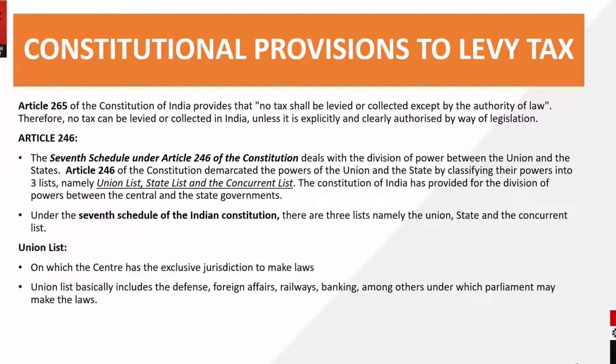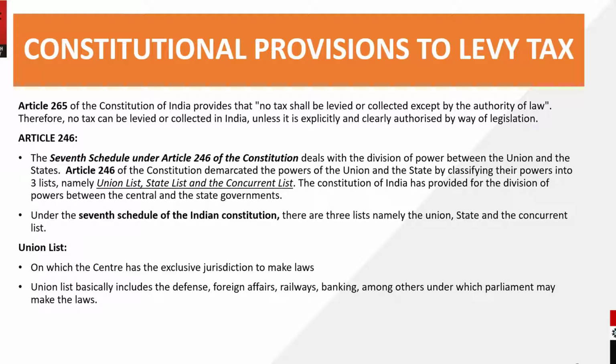The next article is Article 246. Only the Seventh Schedule of Article 246 is relevant for us as far as GST is concerned. The Seventh Schedule under Article 246 of the Constitution deals with the division of power between the union and the state. Article 246 demarcated the powers of the union and the state by classifying their powers into three lists, namely the union list, state list and concurrent list. The Constitution of India has provided for the division of powers between the central and the state government.